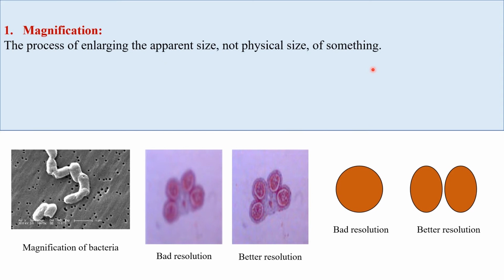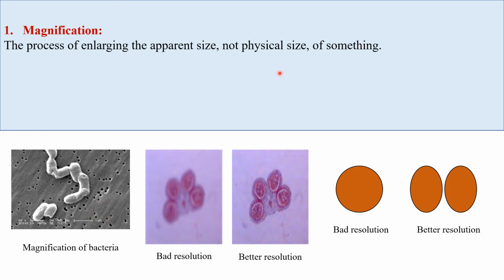Magnification is the process of enlarging the apparent size, not physical size of something. That means a microscope can enlarge the virtual size of your sample so that we can easily observe it, which is otherwise not visible to our naked eye. But the physical size of the sample remains constant. In this picture, we can see the magnified image of a bacteria.